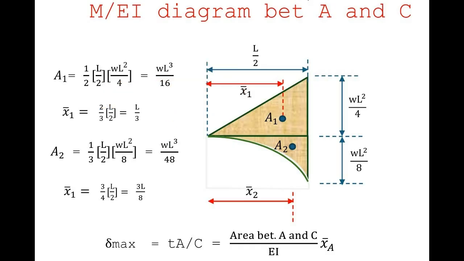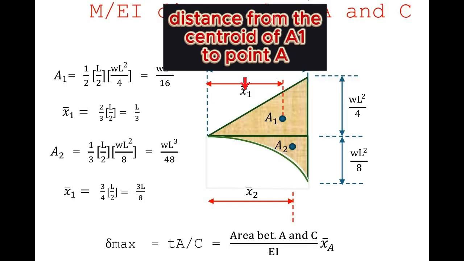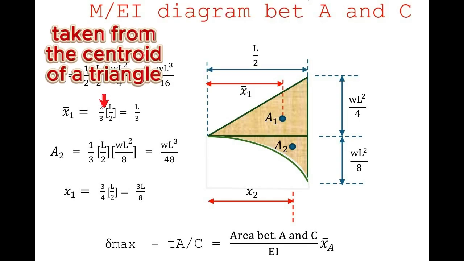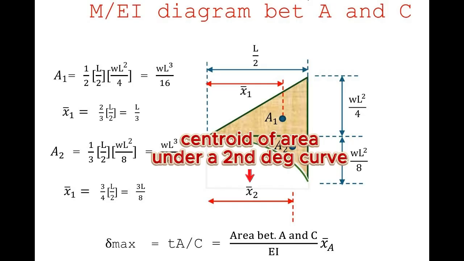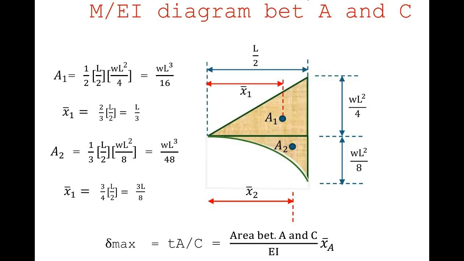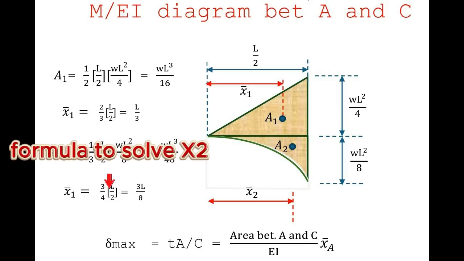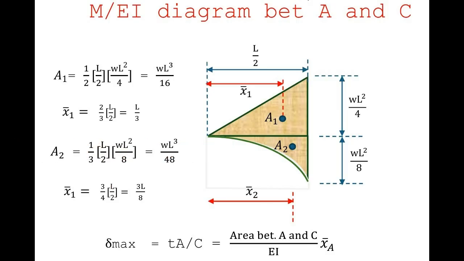Since x bar A is needed, we need to measure the distance from the centroid up to point A. x sub 1, from the centroid of area 1 up to point A, is equal to 2/3 of L over 2, since that area is a triangular area, and it is equal to L over 3. And x sub 2, measured from the centroid of area 2 up to point A, is equal to 3/4 of L over 2, since that is a second degree curve, and it is equal to 3L all over 8.